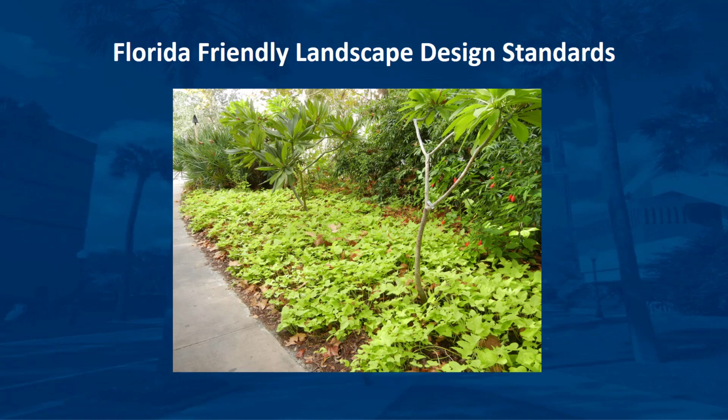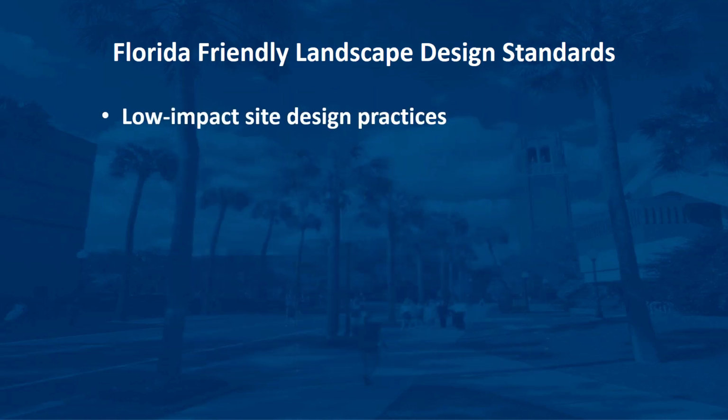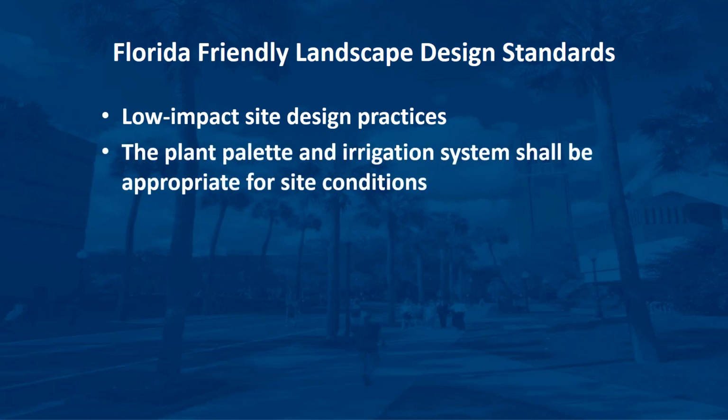Florida-friendly landscape design standards state low-impact site design practices such as preserving existing native trees and vegetation shall be used if feasible. Where established natural vegetation is incorporated into the landscape design, irrigation of those areas shall not be required. The plant palette and irrigation system shall be appropriate for site conditions, taking into account that, in some cases, soil improvement can enhance water use efficiency.